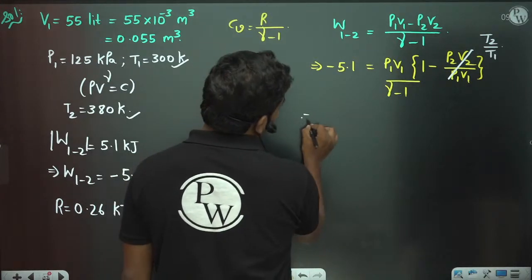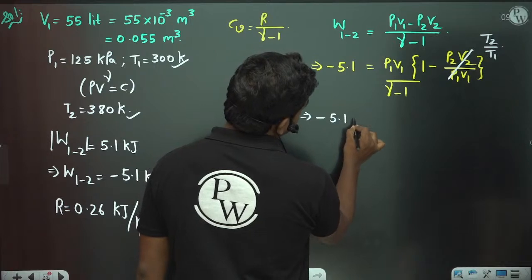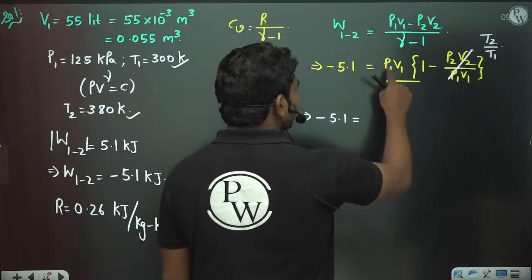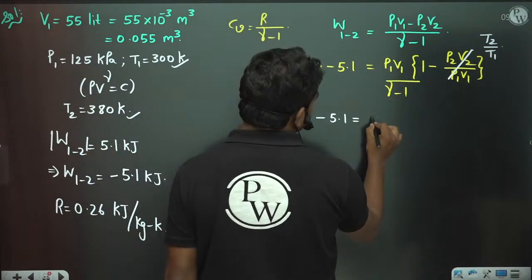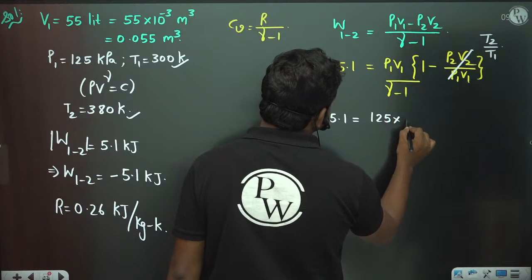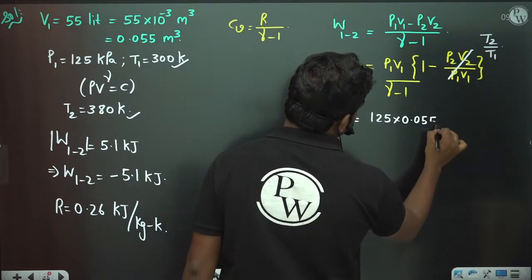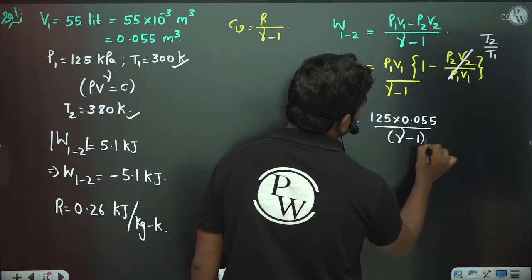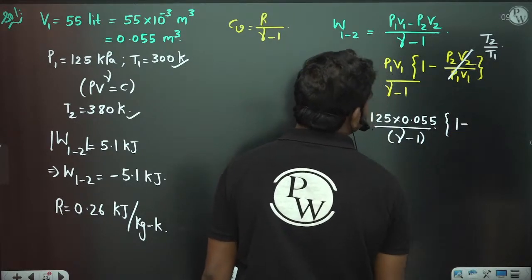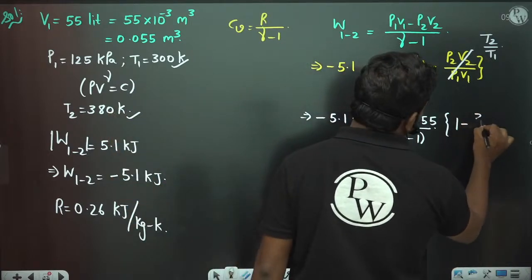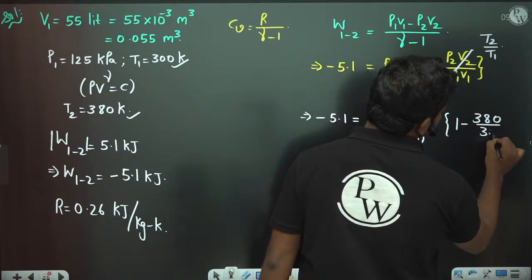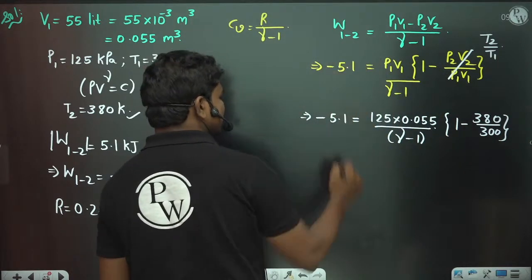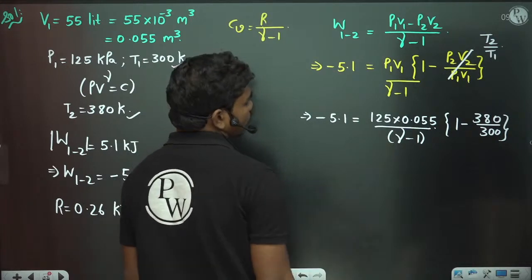So let us suppose if we simplify this, minus 5.1 is equal to P1 V1. So what about P1 V1 in this case? P1 is 125 kilopascals into V1 is 0.055, by gamma minus 1, multiplied with 1 minus T2 by T1. T2 is 380 and T1 is 300. So this value is more than 1, because of which this minus sign, because it's a compression obviously, so work interaction is negative. So single equation, single unknown, we can calculate gamma.